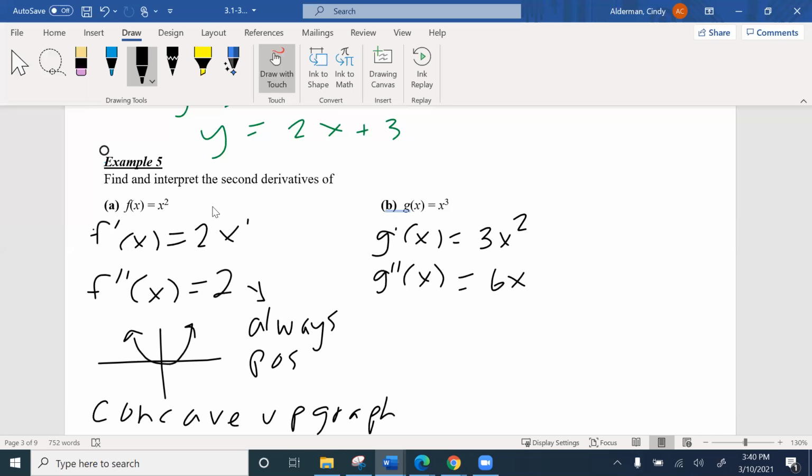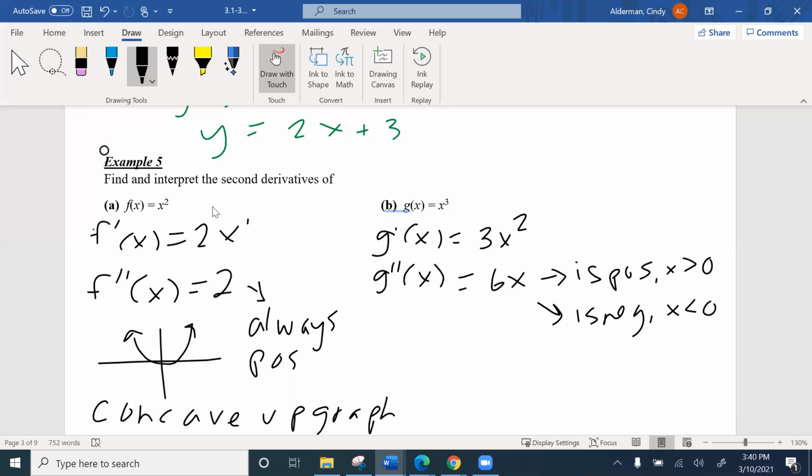So what you can say about that is, since 6x is positive for x greater than 0, in other words a positive x value like positive 1 or 2 or 3, if you multiplied it by 6, you'd get a positive number. And 6x is negative for all x less than 0.